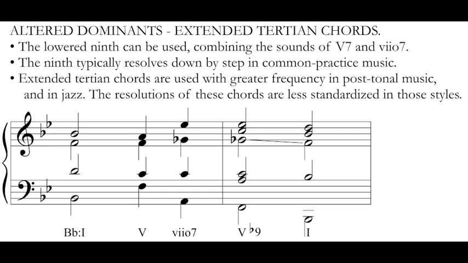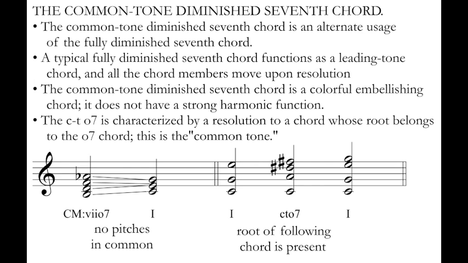Let's finish up today's video by talking briefly about a different kind of chord, which is the common-tone diminished 7 chord. The common-tone diminished 7th chord is a little bit different from the altered dominants we've been talking about. I don't quite think it's big enough for me to make a video about it all by itself, so I'm going to include it here on the end. What are we talking about here? The common-tone diminished 7th chord.